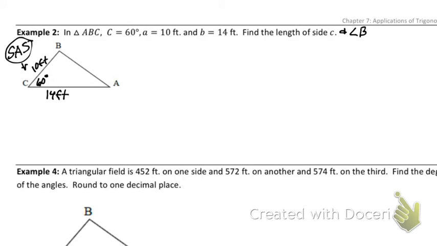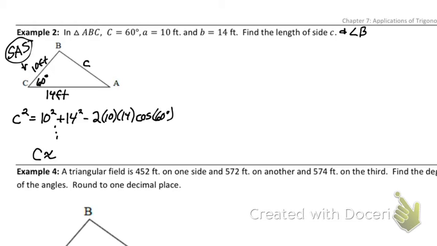And that is going to be side opposite there. Trying to find side C, so we'll have C squared equals 10 squared plus 14 squared minus 2 times 10 times 14 times the cosine of 60 degrees. I'm going to give you a second to solve it, and then I'll write down what I got.